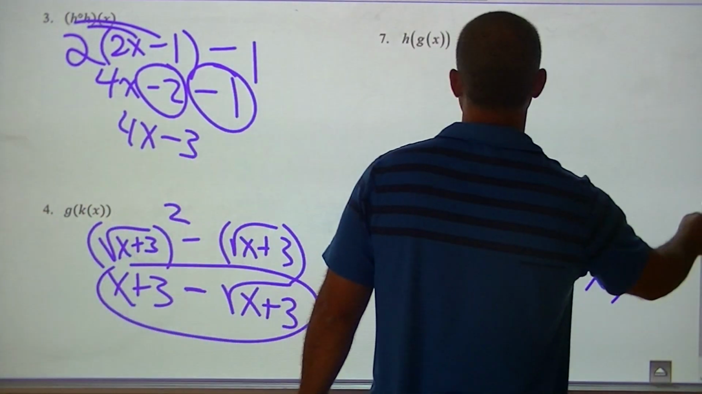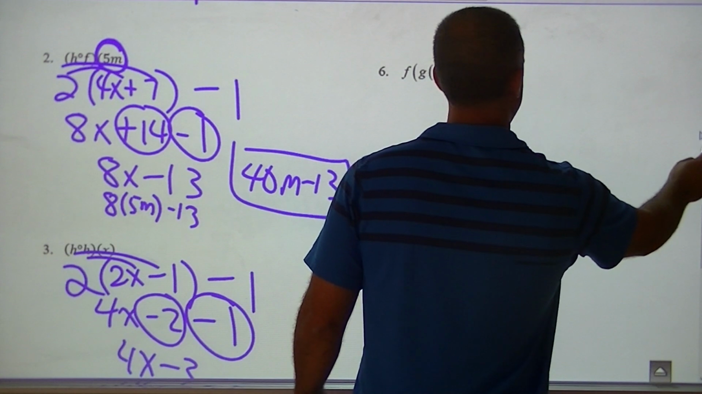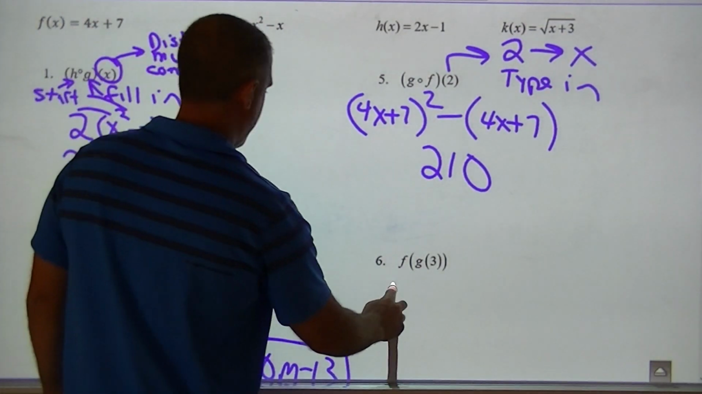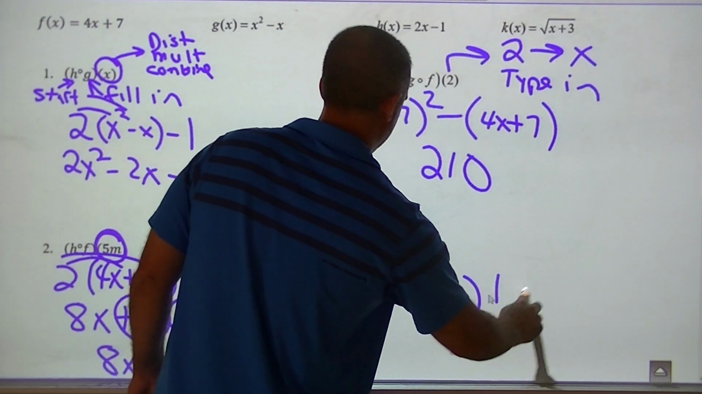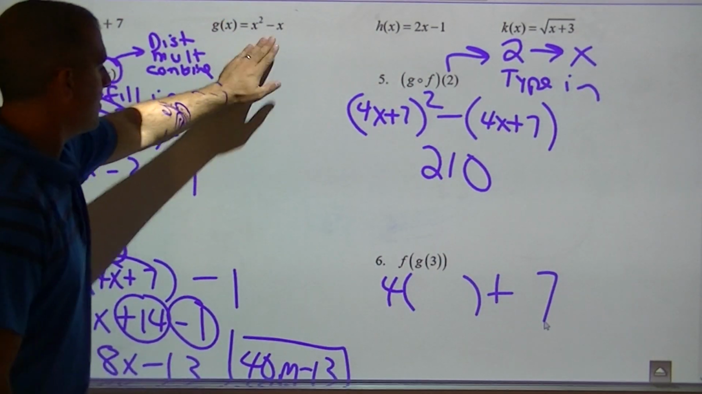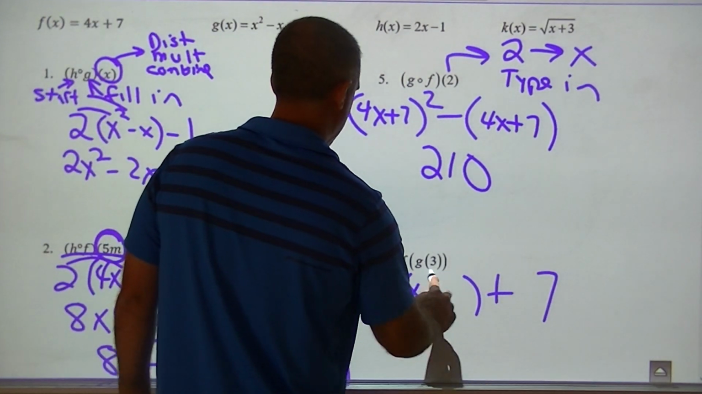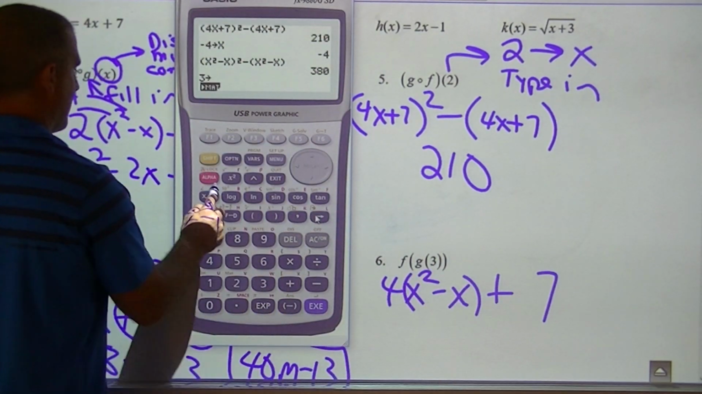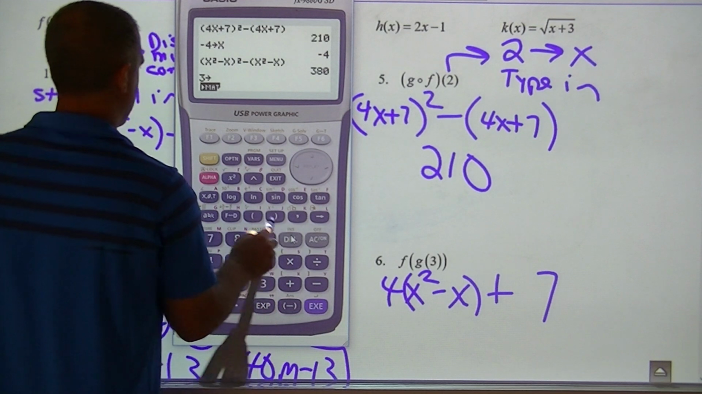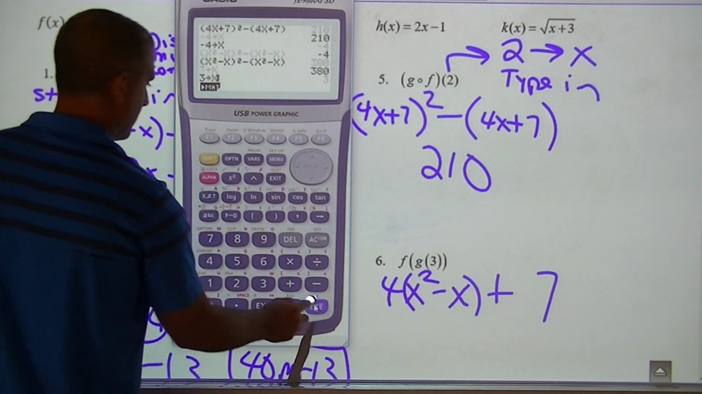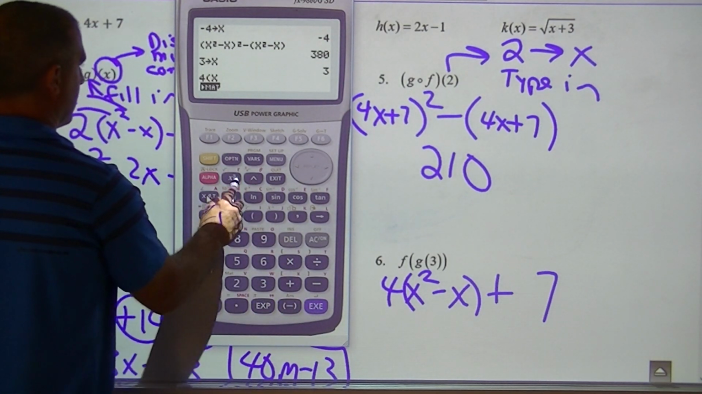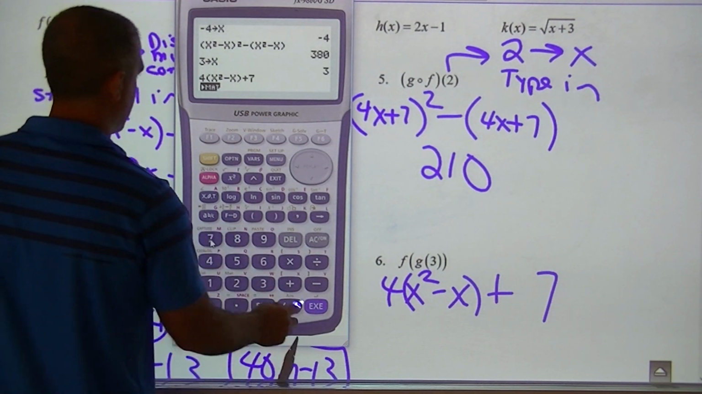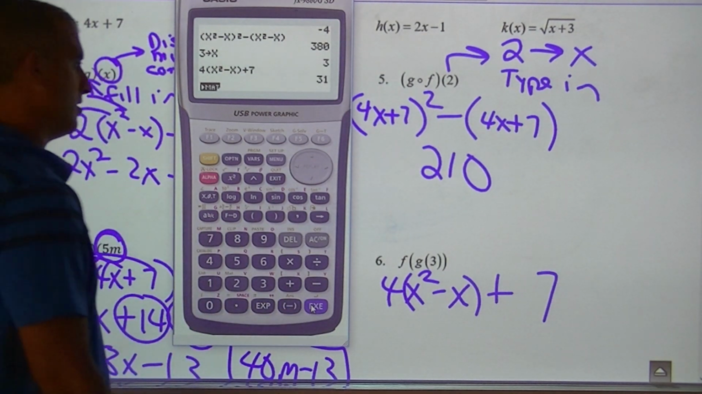Let's scroll up and do these last two. F of g of 3. So I'm going to start with f, which is 4 plus 7. I just removed the x. I'm going to fill in that g function. Because it's got a number, 3 arrow x, then 4 x squared minus x plus 7, 31.